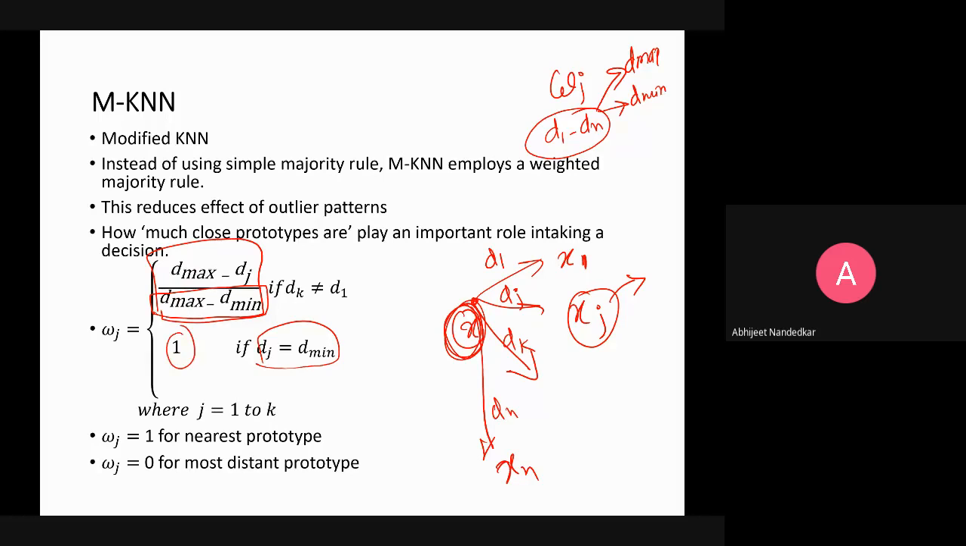So by doing so, if you are the most distant pattern, your importance is 0, and if you are the closest pattern, then the importance is 1. So this Wj varies in the range 0 to 1.